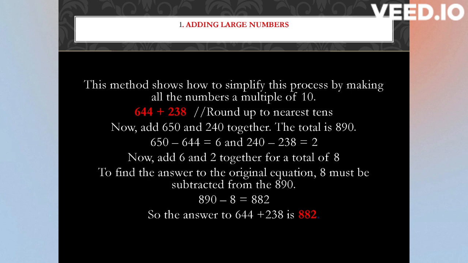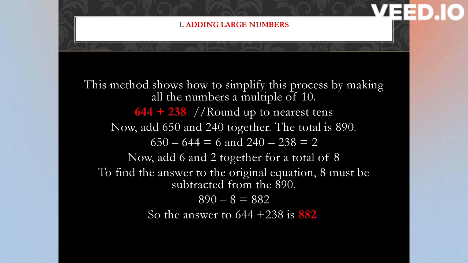The first step is that you have to round up 644 to the nearest tens, and 238 to the nearest tens. So 644 I have rounded up to 650, and 238 I have rounded up to 240. Now we have to add these rounded up numbers, that is 650 plus 240, and you'll get the answer as 890.